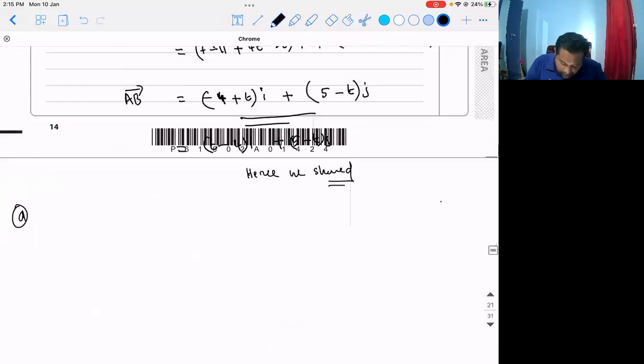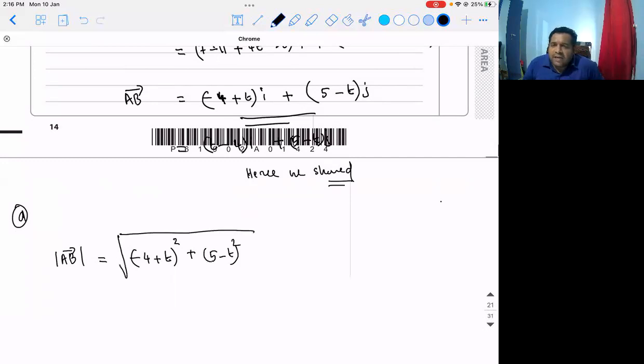First of all, we calculate the modulus of AB. We have the equation for AB, and we need to find the minimum value of its modulus. So the modulus of AB is (-4 + t) whole squared plus (5 - t) whole squared, and then we have to take the square root.